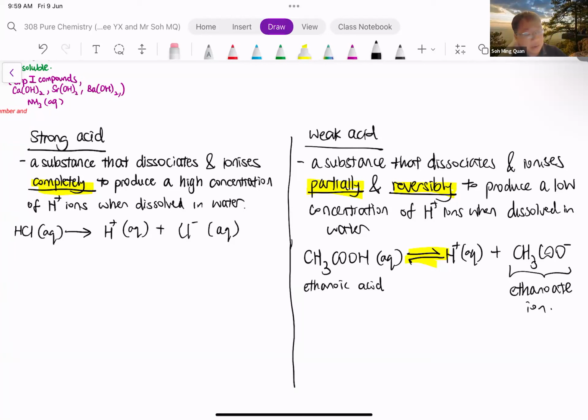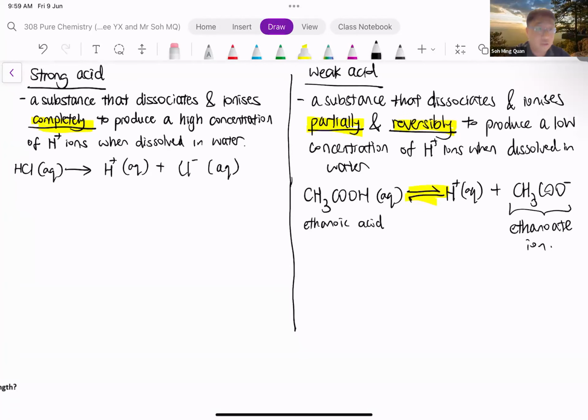But besides that, okay, please don't go away with the idea that, oh, if it's not a carboxylic acid, it means it must be strong. There are other acids which are also weak.